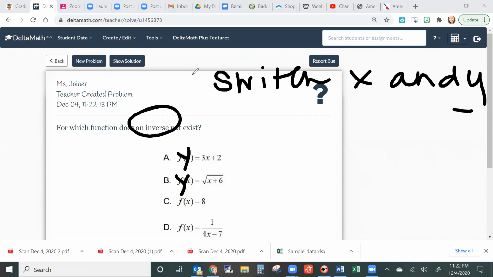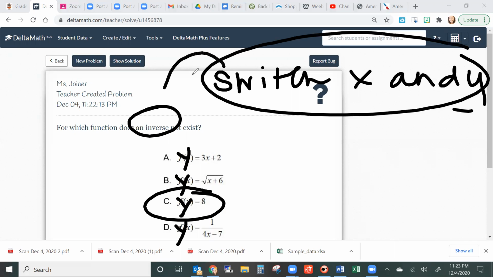Look at C. f of x is y equals 8. Uh-oh. Okay, there's no x for me to switch with that y. I can switch the y into an x, but then I'm not going to end up having a y in my equation anymore. Versus on D, kind of the same thing as the other ones. If there's an x and a y, I can switch them to find the inverse. But if I only have an x or I only have an f of x, which is basically just like a fancy y, then I know I'm not going to be able to find an inverse for that question.